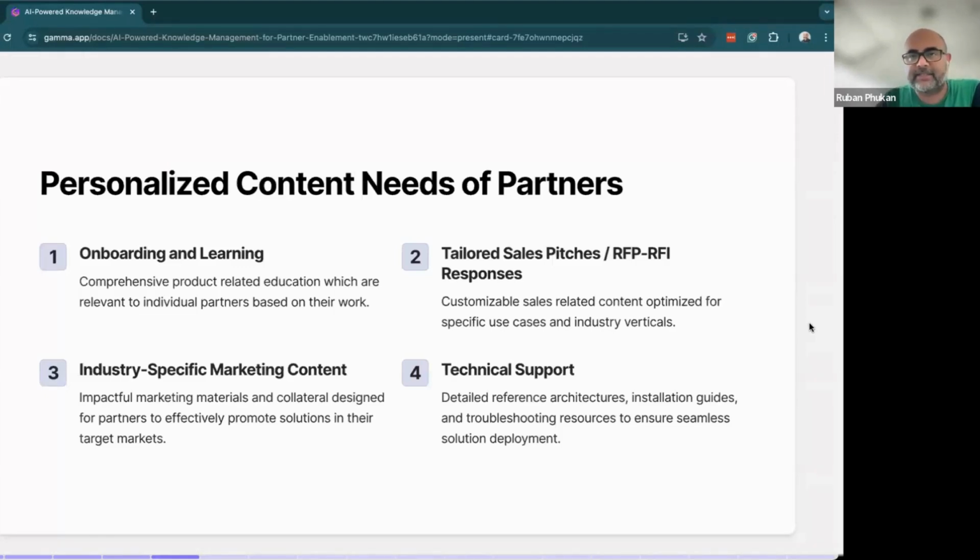The third is industry specific marketing content, because the partner who is selling is also effectively marketing on behalf of the company. So they need to have the right collateral, and case studies that they can actually talk about. Providing those materials, which are very relevant to them, again becomes a constant challenge.